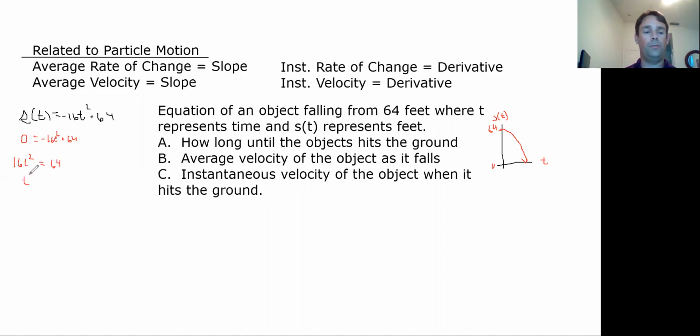T squared equals 4. Not to be confused with T Swift. It just came out with a new album. Actually, I kind of liked it.